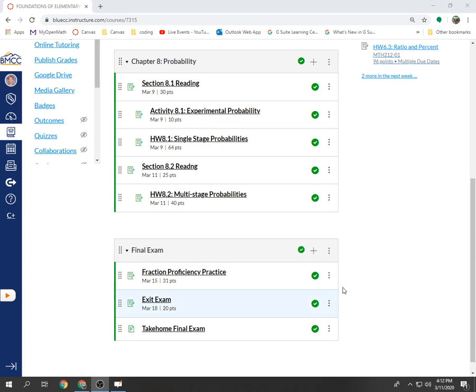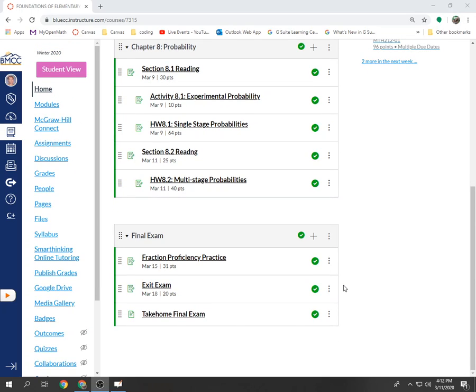So I added a few things to the course website today. I added a final exam section. There's the fraction proficiency practice. That is an online practice exit exam in that new homework system we've been using. So you can go in there and just practice with fractions again.